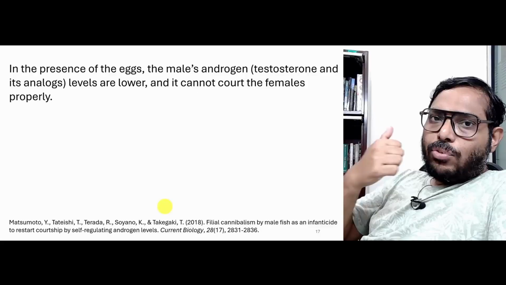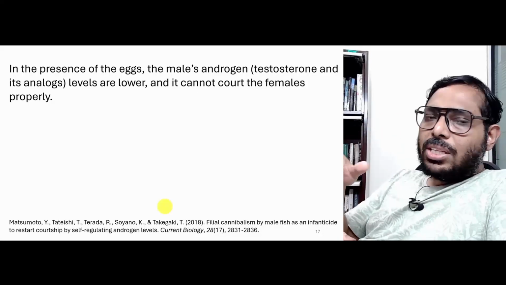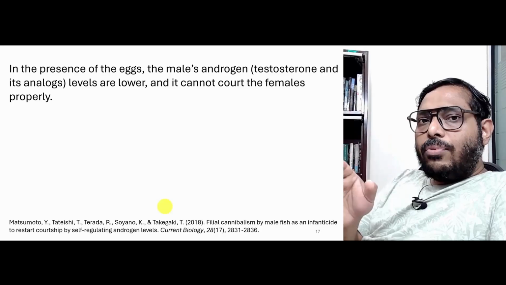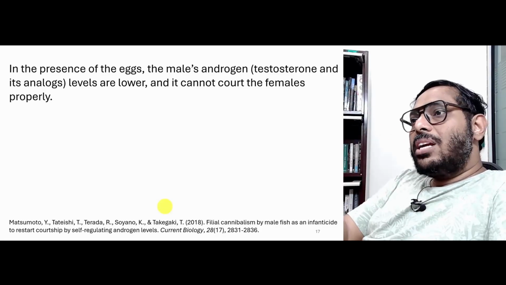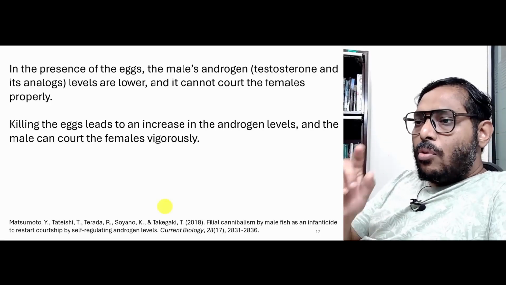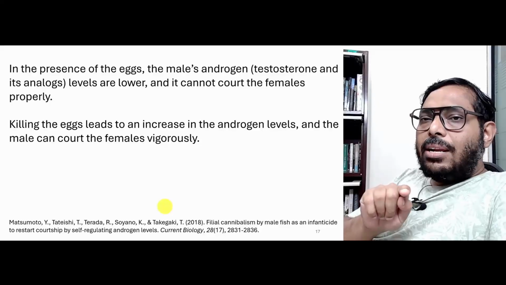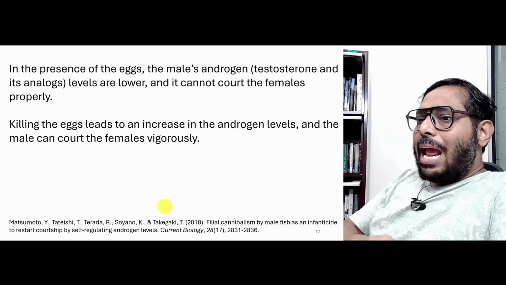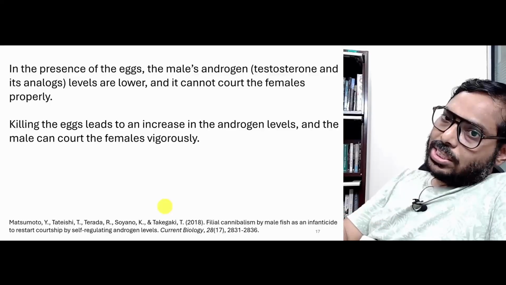Okay, so, they have to expend a certain amount of energy to court the females, and if they are not courting vigorously, the females will not come. And therefore, in the presence of the eggs, the males are not able to court the females sufficiently to get matings. Therefore, when the males end up killing the eggs, that leads to a sudden boost in their androgen levels, and now the male can court the females very vigorously.